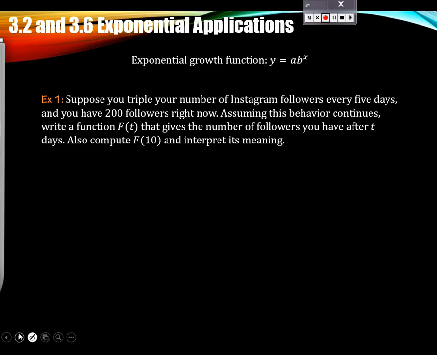Suppose you triple your number of Instagram followers every 5 days, and you have 200 followers right now. Assuming this behavior continues, write a function f of t that gives the number of followers you have after t days. Also, compute f of 10 and interpret its meaning. Wonderfully read.